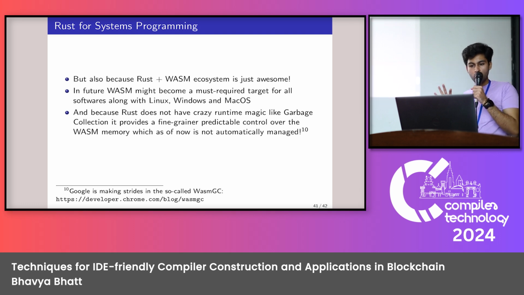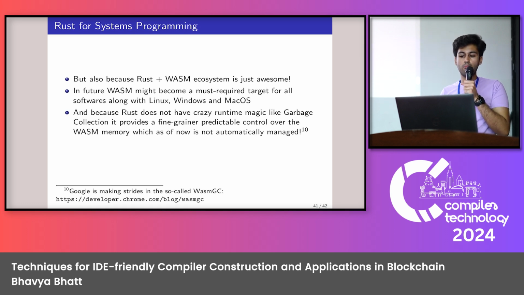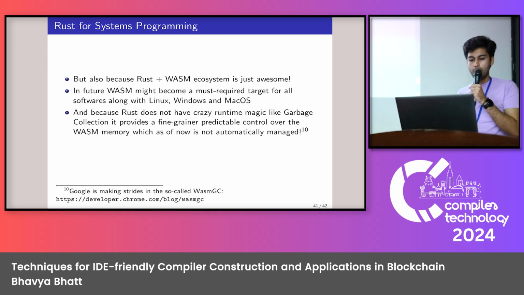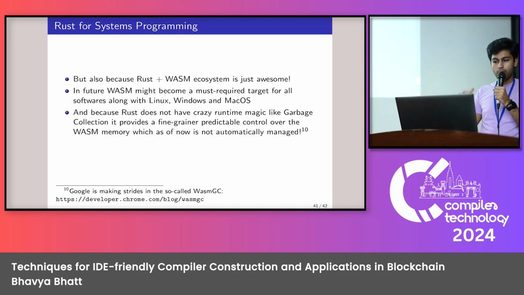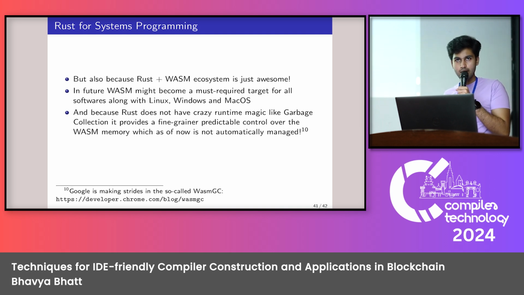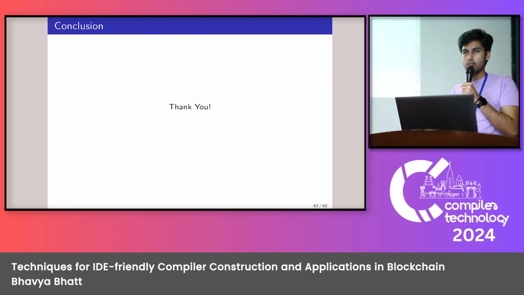Okay, and in future, I am really sure that Wasm will become a standard target for a lot of software, not just Linux, Windows, Mac OS, but also Wasm people would be targeting. Rust is really good because it doesn't have that sort of crazy runtime magic like garbage collection. It provides fine-grained control over the memory. Wasm memory as of now is not automatically managed, and Rust helps you a lot on that front. Again, Google is making some strides in that space with Wasm GC and so on. And so, yeah, thank you.